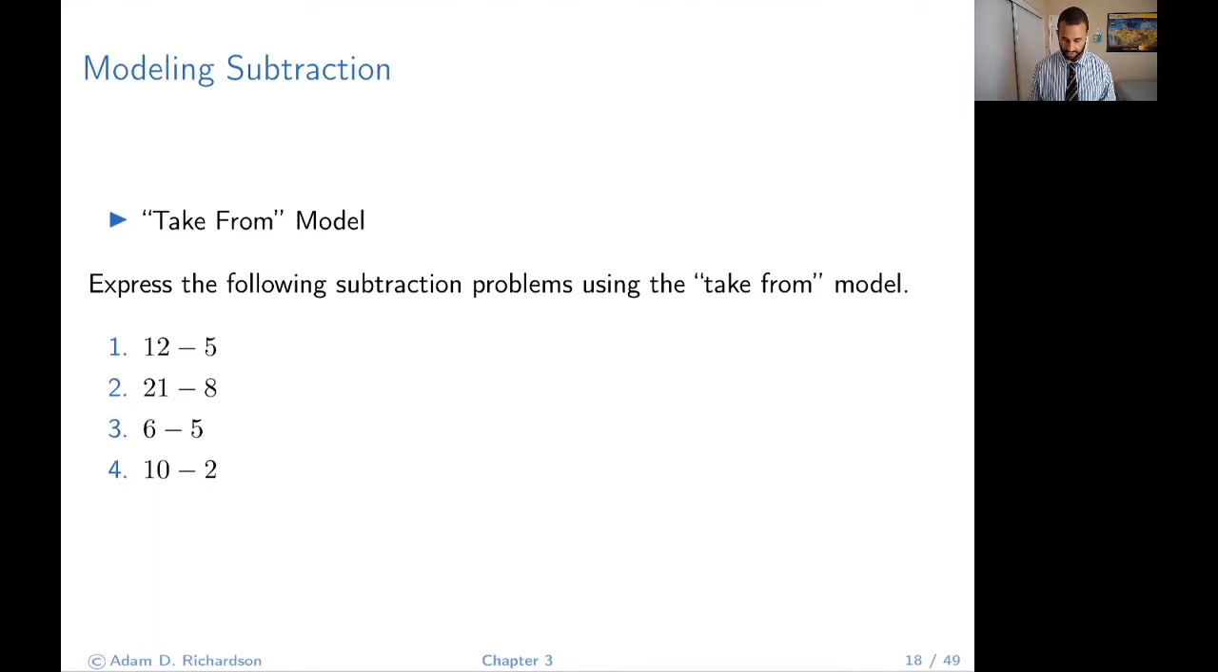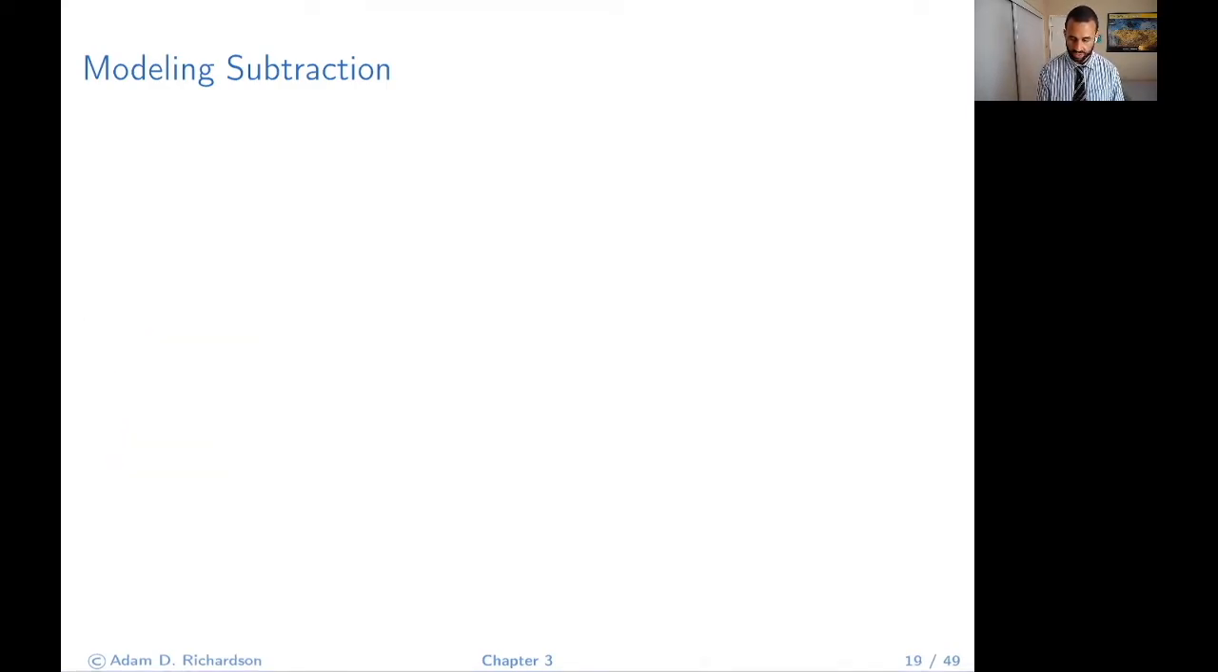Okay, so let's do a couple here, and we're going to do it in a couple different ways, actually. So let's try 12 minus 5. Let's do that one first. So I'm going to start with a quantity of 12. Just need 12 dots, let's say. 1, 2, 3, 4, 5, 6. Actually, I want to give myself some space. Scoot that over. 7, 8, 9, 10, 11, 12. So I'm starting with 12.